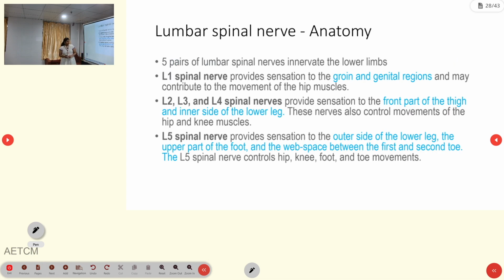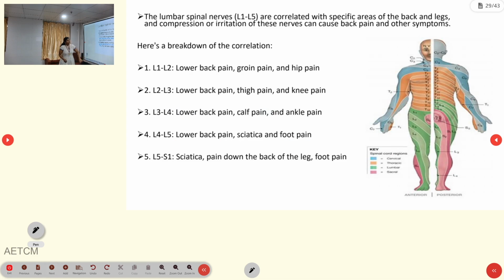Now, why do we need to know about the dermatome and myotome? The L1 spinal nerve usually supplies the region of the groin and genital region. The L2, L3 and L4 usually supply the front of the thigh and the medial aspect of the lower limb, and the L5 supplies the outer aspect of the lower limb and the foot, up until the web space of the first and the second toe.